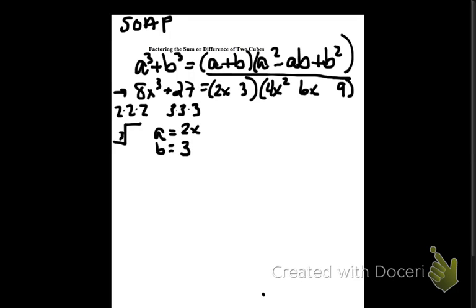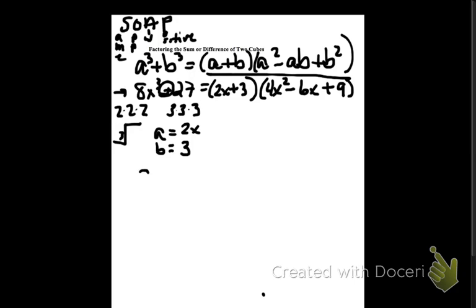SOAP will stand for same, opposite, always, positive. Okay? So in this case, SOAP, the same sign as the problem, opposite, always, positive. That comes in handy because now whether it's a sum or a difference, you are always going to get your signs right, because the only difference between a sum and a difference is the way your signs go.